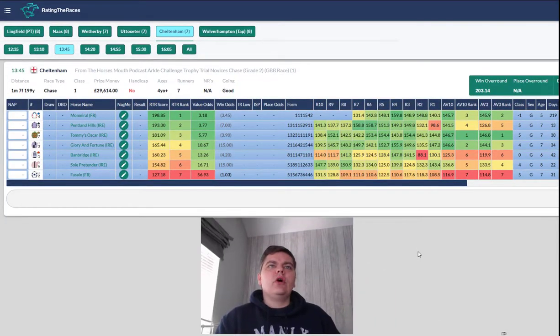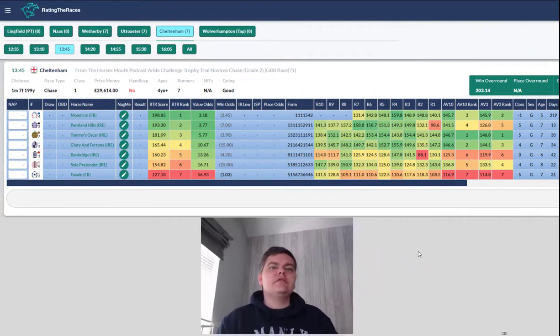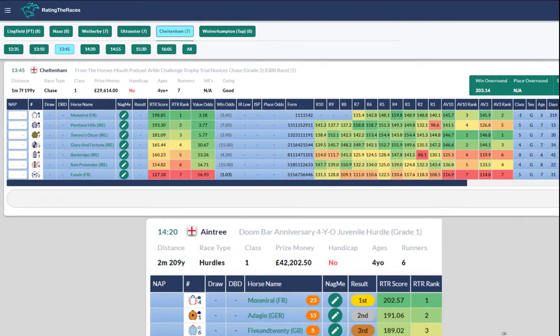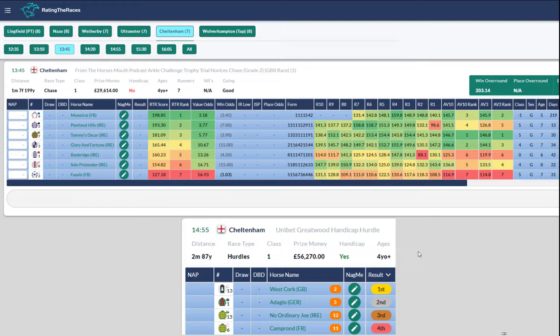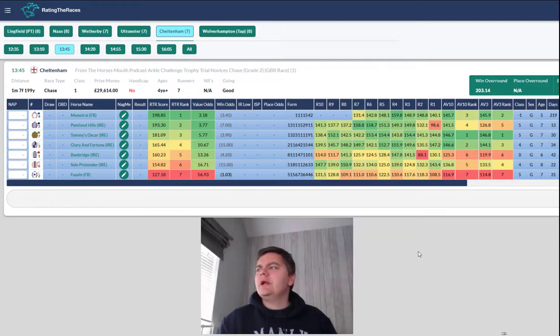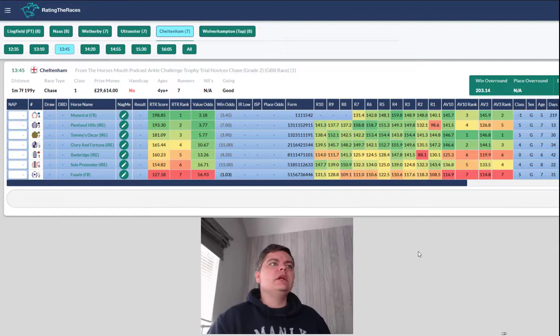On ability and on R figures, we can see R4 for Mon Morale, a 159.8, a very, very good effort, a very impressive win. He beat Adagio that day at Aintree. Adagio did prove himself to probably be one of the better 4 or 5-year-olds last season, finishing second in a Greatwood Hurdle. I think he then placed in grade one events, including the Champion Hurdle, but previously finished second to Goshen. I think that was really good form from Mon Morale, therefore, the defeat of Adagio, and he beat him so impressively.